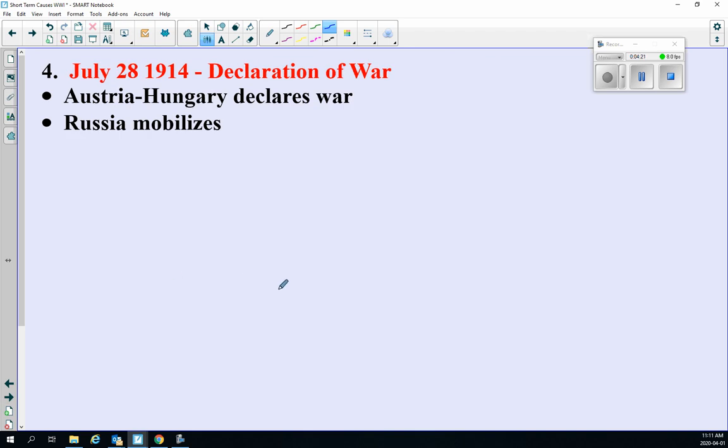Event number 4, the actual declaration of war. This comes in the summer of 1914. Austria-Hungary, having had the ultimatum refused, declares war on Serbia. Russia, in support of Serbia, mobilizes its military forces, and this is a very big deal too. You don't just mobilize your military for the fun of it. It's very expensive. It costs a lot of money. You really only mobilize when you're prepared to go to war. Russia has vowed to help Serbia.